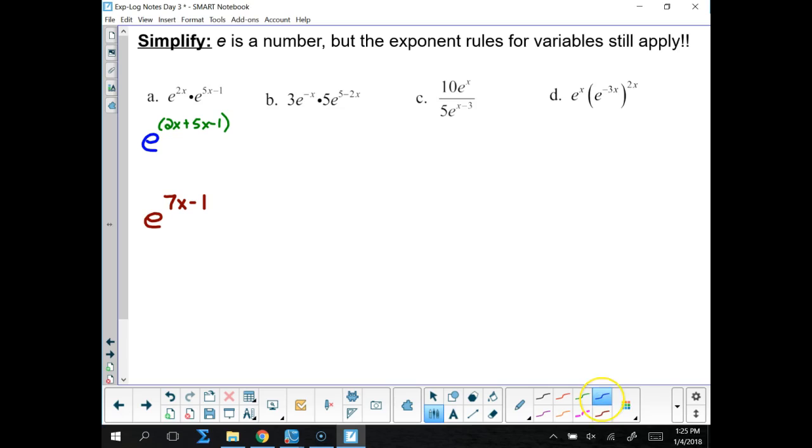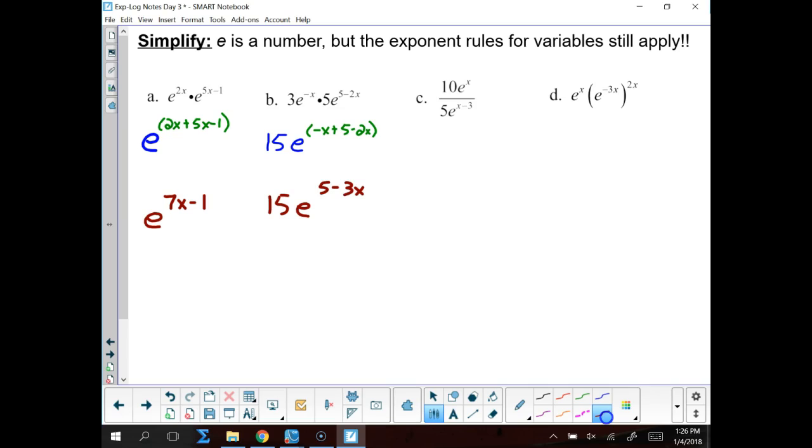All right, so what do I do with that 3 and the 5 in that second one? Multiply those together right off the start, right? So that's going to be 15. And then I got e. And then what do I do with the exponents? Add them. So that's going to be negative x plus 5 minus 2x. So that's going to be 15 e to the 5 minus 3x power. I would also accept there 15e to the negative 3x plus 5 power. Okay? Those are one and the same.